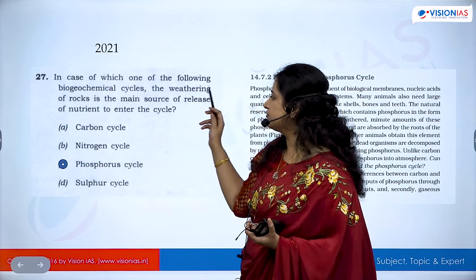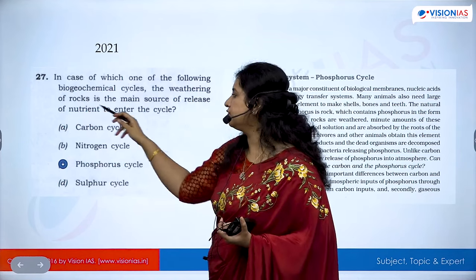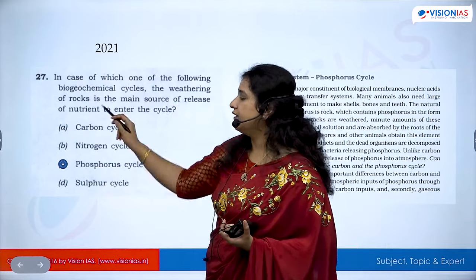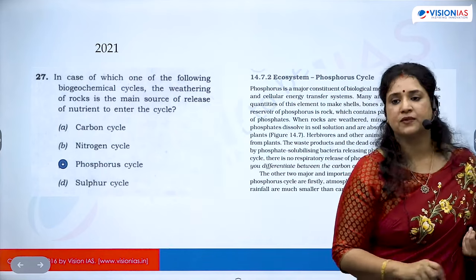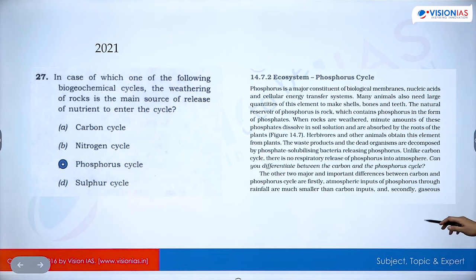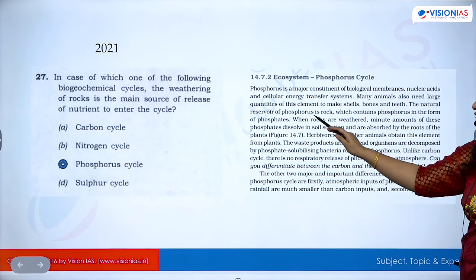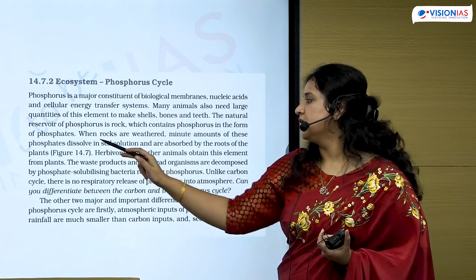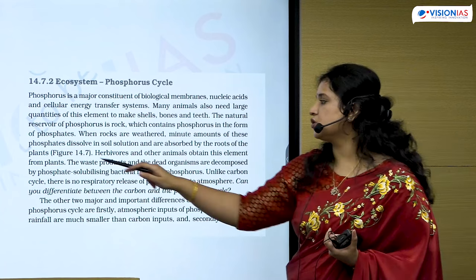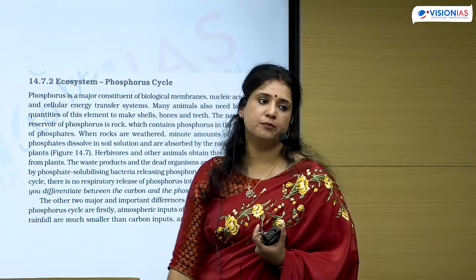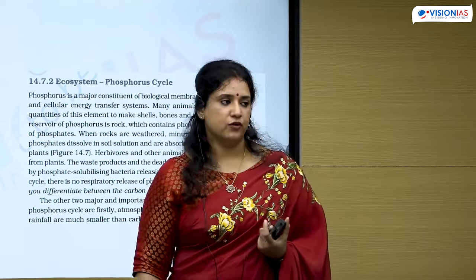In case of which one of the following biogeochemical cycles, the weathering of rocks is the main source of release of nutrient to enter the cycle? The weathering of rocks is the main source in the phosphorus cycle. So, where is this written? This is a snippet from NCERT. The natural reservoir of phosphorus is rock, which contains phosphorus in the form of phosphates. When rocks are weathered, minute amounts of these phosphates dissolve in soil solution and are absorbed by the roots of the plants. It's directly given in NCERT.